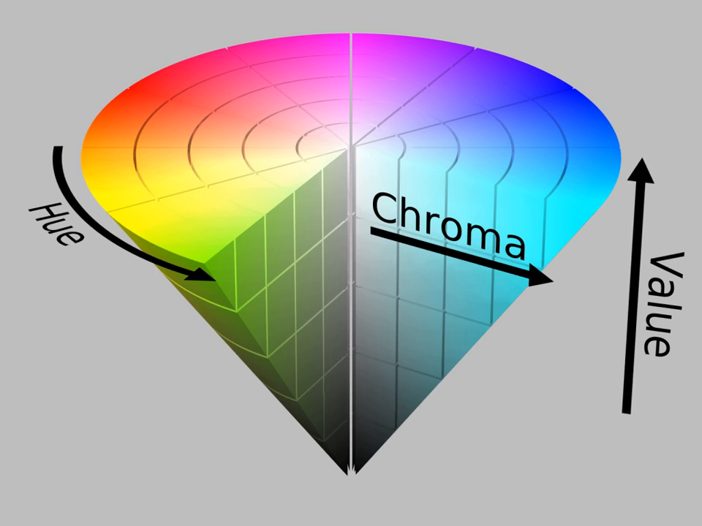Topic: HSI to RGB. Given an HSI color with hue H in [0°, 360°), saturation S_HSI in [0, 1], and intensity I in [0, 1], we can use the same strategy, in a slightly different order.